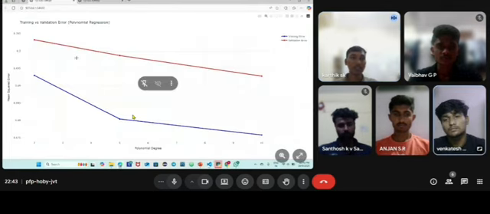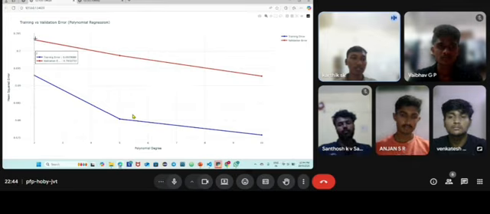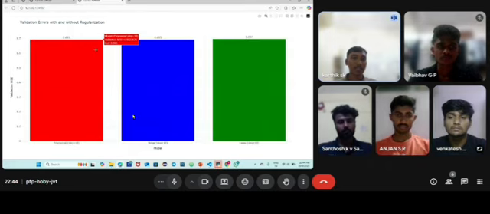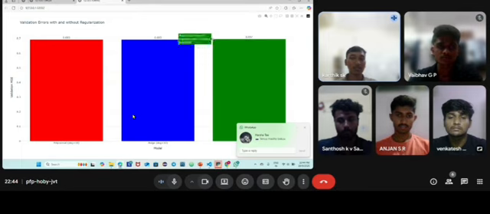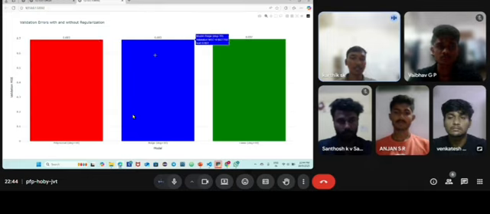The first chart is training versus validation error, where it gives the values of 0.69 for training error and 0.70 for validation error. Next, for validation error with and without regularization, we got 0.69 for the polynomial degree, 0.69 for ridge, and for lasso also we got 0.69.